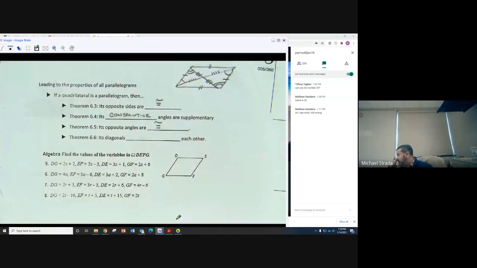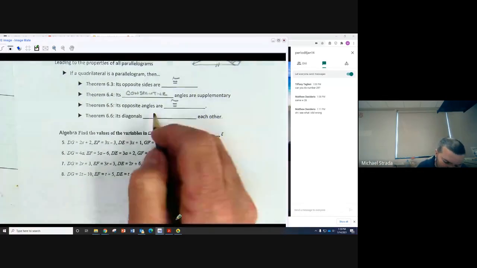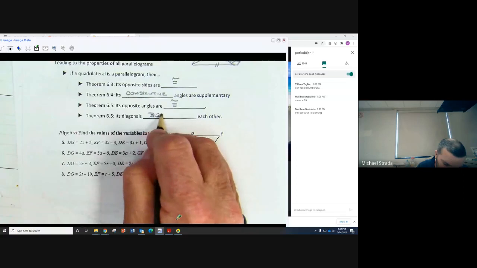All right. All told, that means those segments bisect each other. They pass through each other's midpoint. So as a result, theorem 6.6, its diagonals bisect each other.